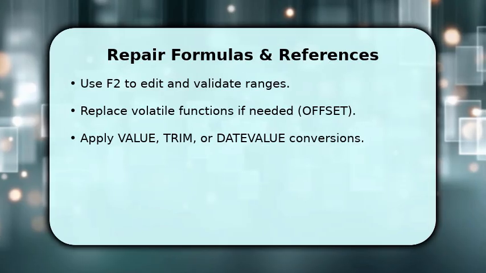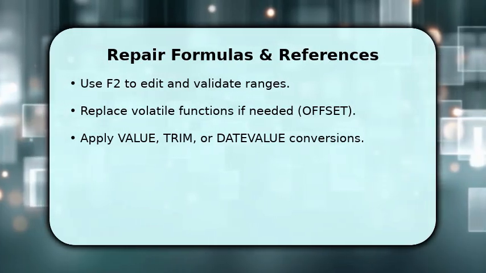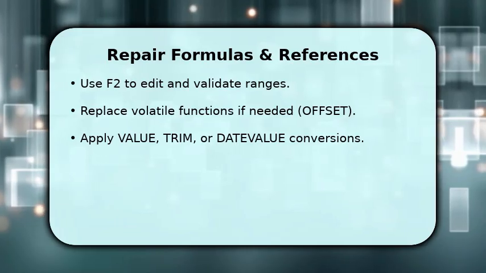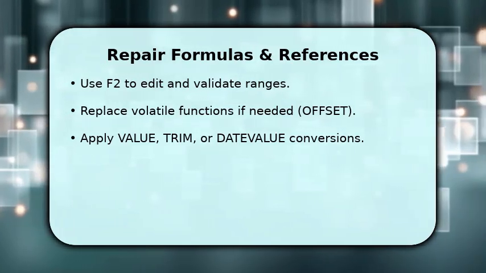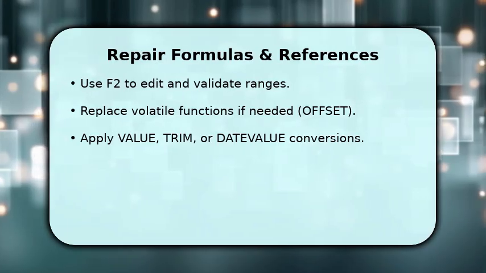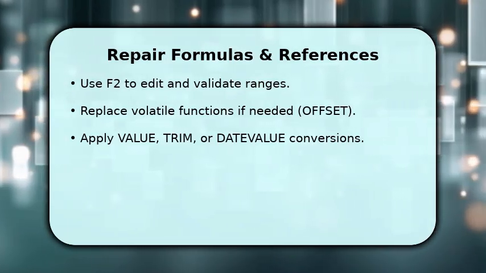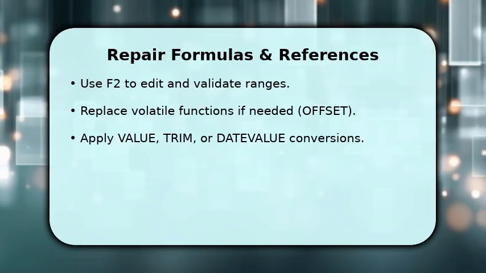You edit cells with F2, update broken ranges, and switch hard-coded references to structured table names so they survive insertions. Replace volatile functions like OFFSET with INDEX where possible. This reduces intermittent calculation errors.